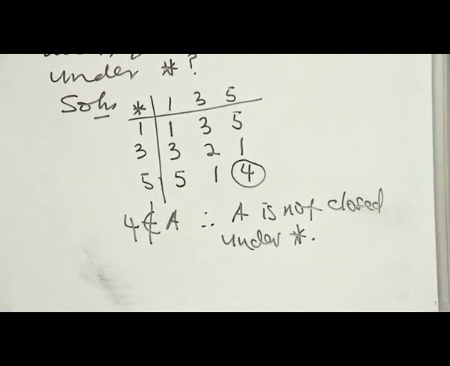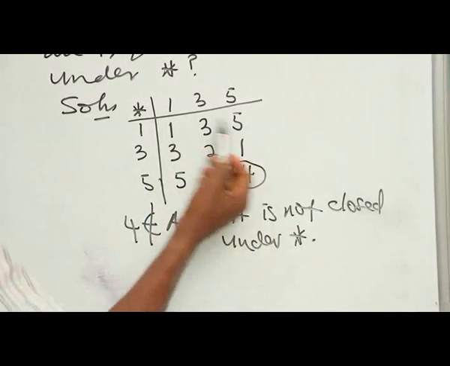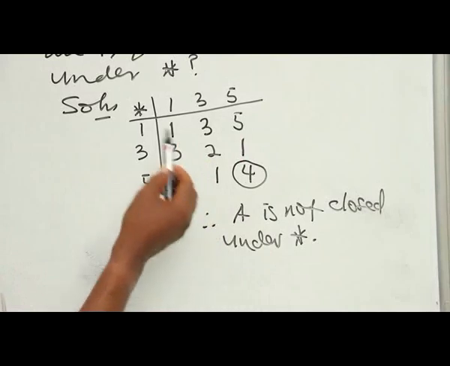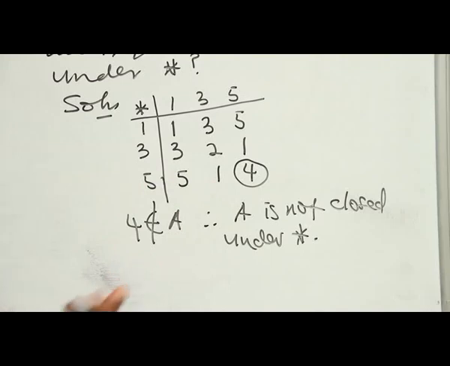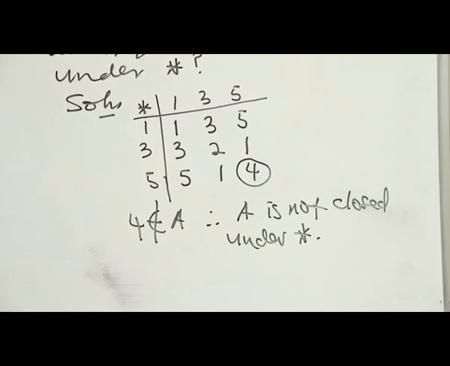For it to be closed, every element in the outcome must be a member of the set A. In this case, 4 is an element and is not a member of set A. Therefore, A is not closed.